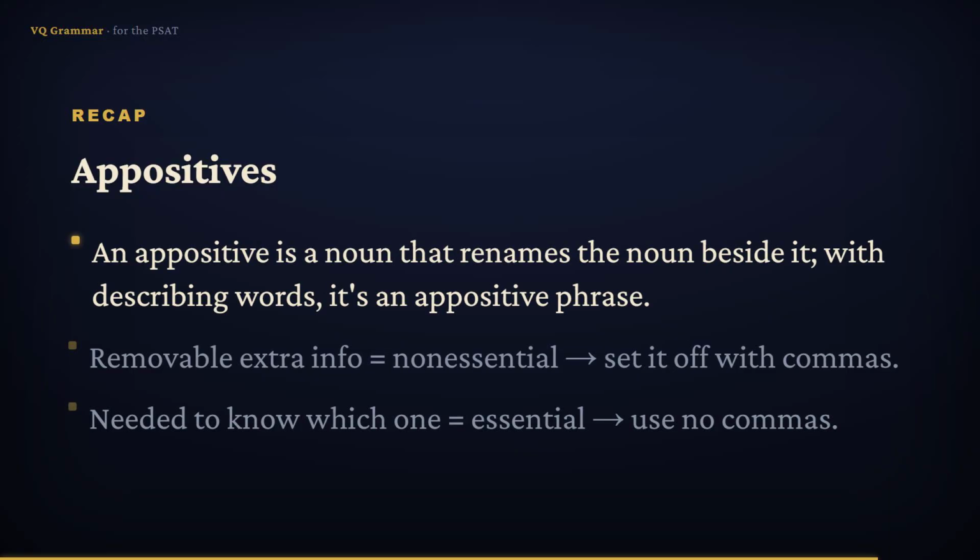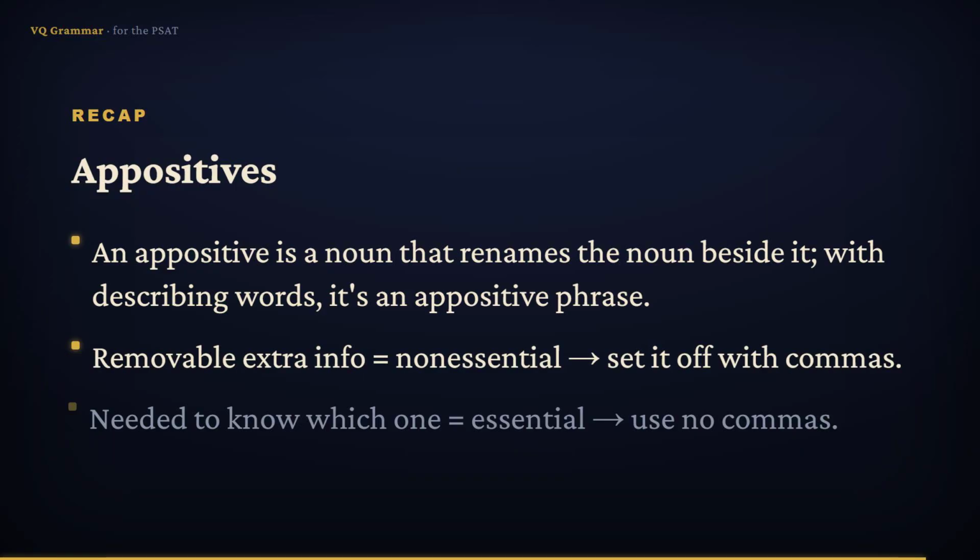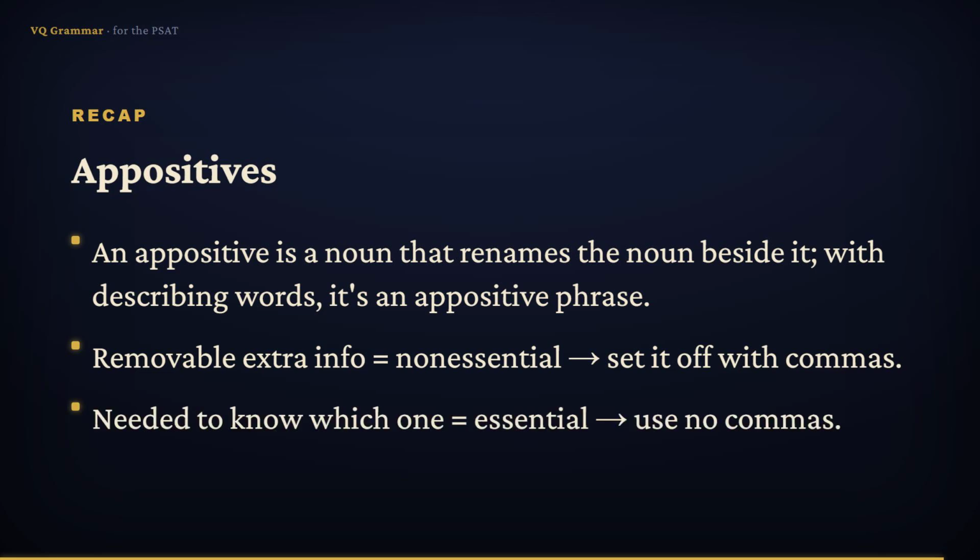Let's wrap up. An appositive is a noun placed next to another noun to rename or identify it. And with its describing words, it becomes an appositive phrase. The comma rule is the whole game. If the appositive is removable extra, it's non-essential, so you set it off with commas, like Ms. Vance, our soccer coach. If it's needed to know which one is meant, it's essential, so you use no commas, like my neighbor Mr. Ortega.